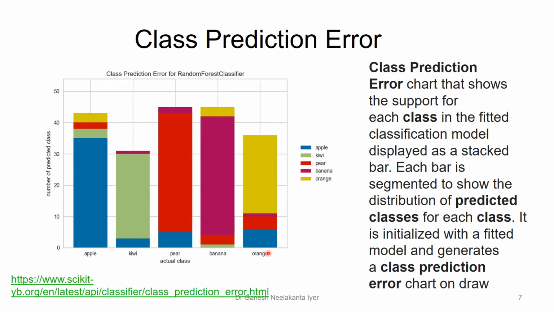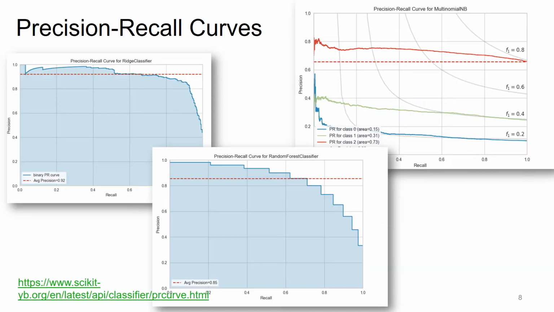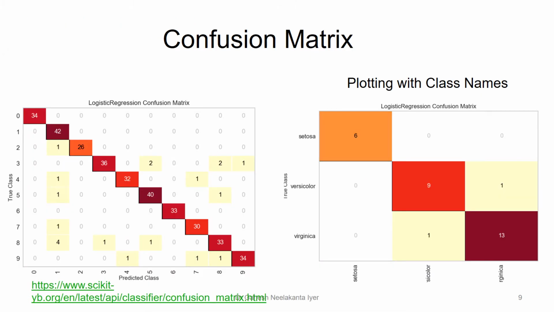So you see the last plot, for example. Many of the oranges are predicted as apple and many are predicted as pear and very few are predicted as banana. We could also use precision versus recall curves that typically give us an idea about how your algorithm looks in terms of precision and recall. And naturally, the confusion matrix is a very popular way of visualizing your results. So you can see examples of confusion matrices here.